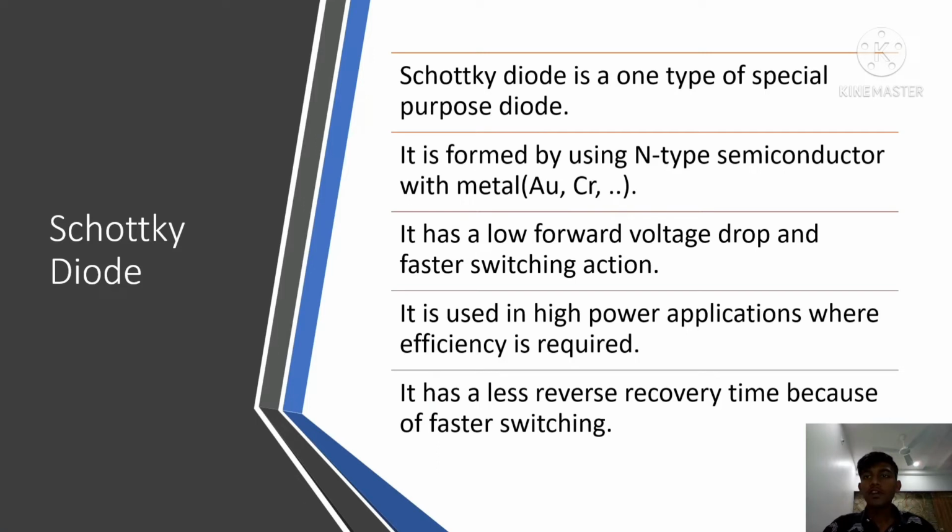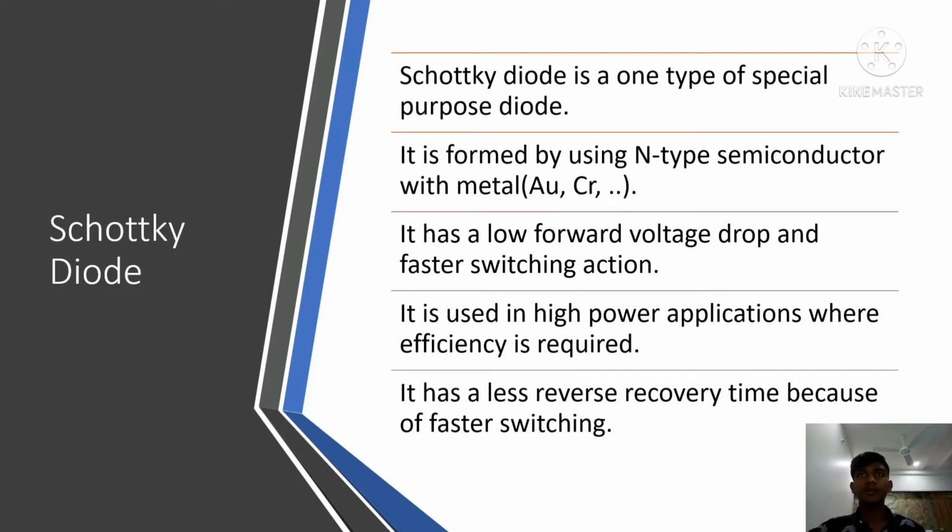Schottky diode is also one type of special purpose diode. Schottky diode is manufactured by using N-type semiconductor material with metals like gold, chromium, tungsten. Schottky diode has the ability to work at high power and with more efficiency. Also, it has the ability to perform faster switching action, so it has a less reverse recovery time. Reverse recovery time is a very important factor when we use this Schottky diode in practical use.